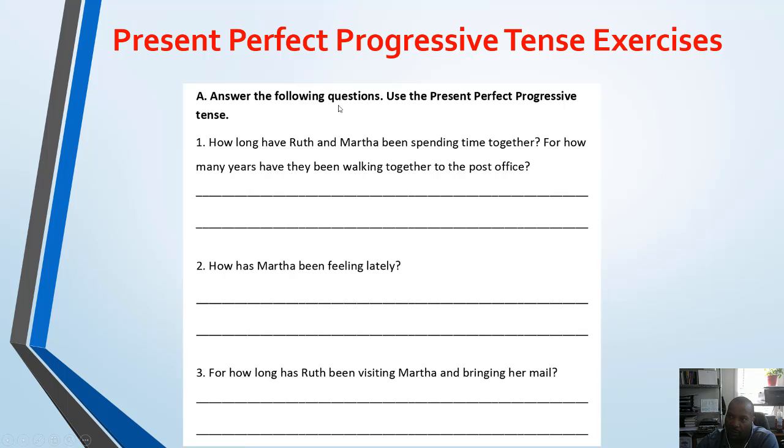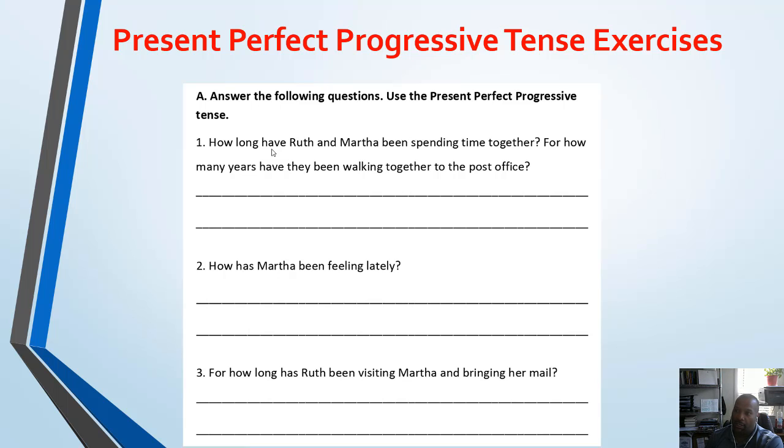A. Answer the following questions. Use the present perfect progressive tense. Question number 1. How long have Ruth and Martha been spending time together? For how many years have they been walking together to the post office? Number 2. How has Martha been feeling lately? Number 3. How long has Ruth been visiting Martha and bringing her mail?